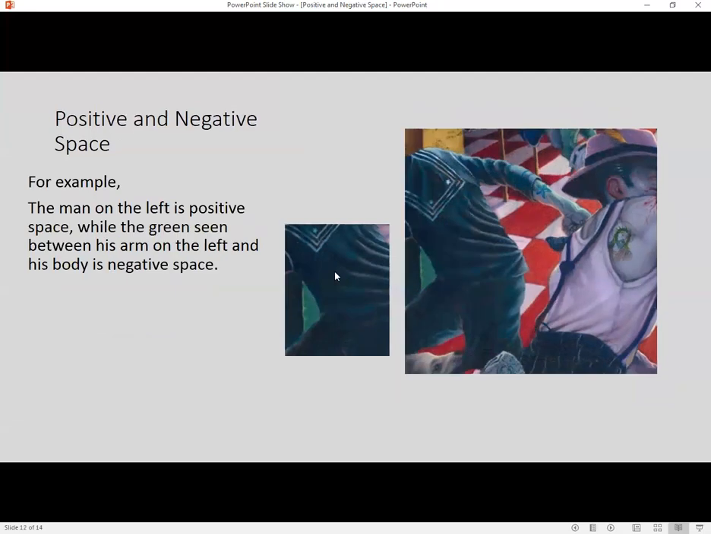So we could zoom in even closer. From this image, we're going to zoom into this guy in the sailor suit. And the guy's green sailor suit with the wrinkles, like where his torso area is and his thigh area is and his left arm is, that's the positive space. And then that little bit of green, that kind of triangular shape of green that we see between his arm and torso and thigh, that's the negative space.